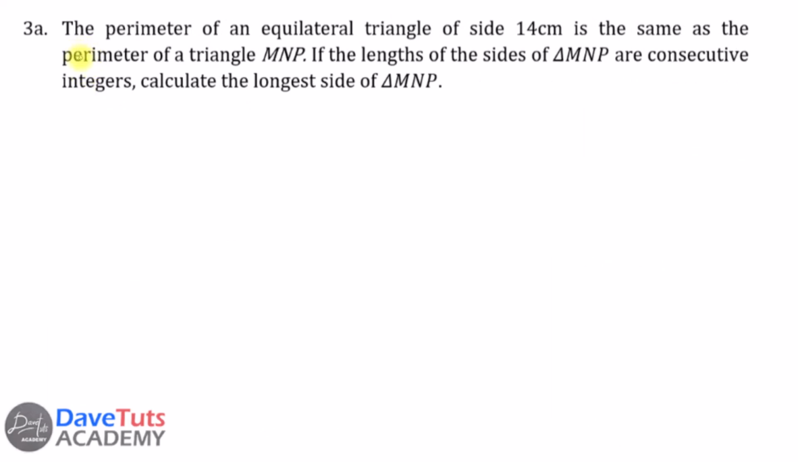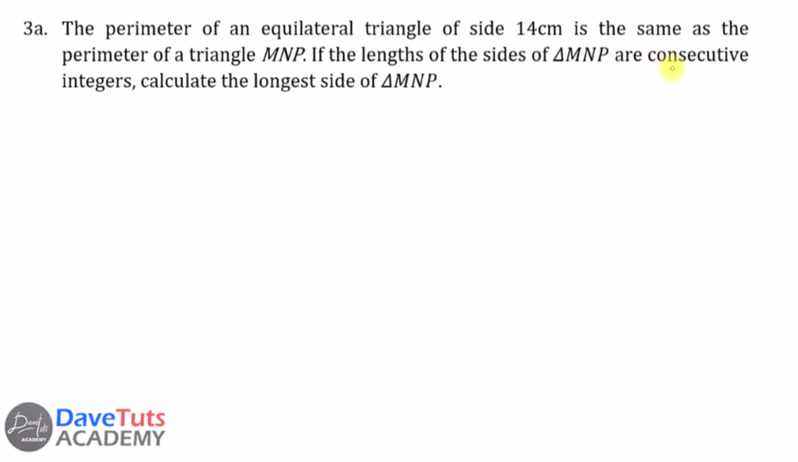For this question on mensuration of triangles, we are told that the perimeter of an equilateral triangle, so we need to understand what an equilateral triangle is, that is of side 14 centimeters, is the same as the perimeter of a triangle MNP. Now, if the lengths of the sides of triangle MNP are consecutive integers, we are to calculate the longest side of triangle MNP.